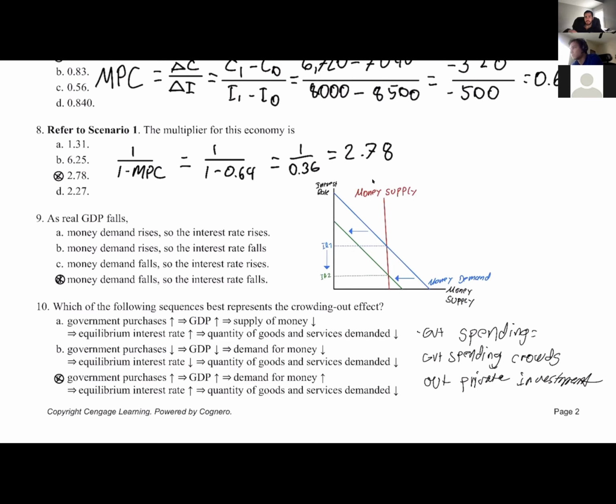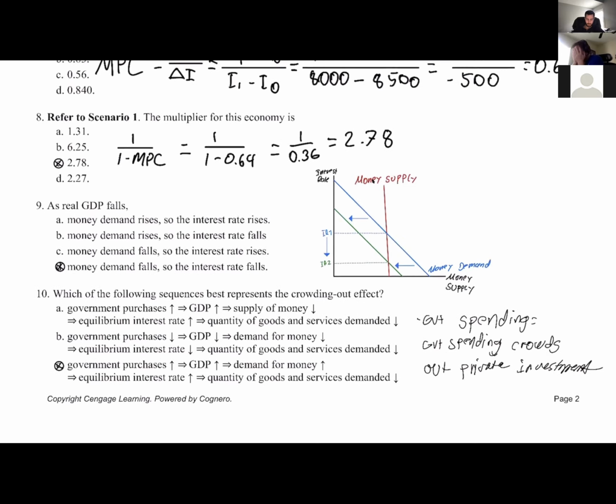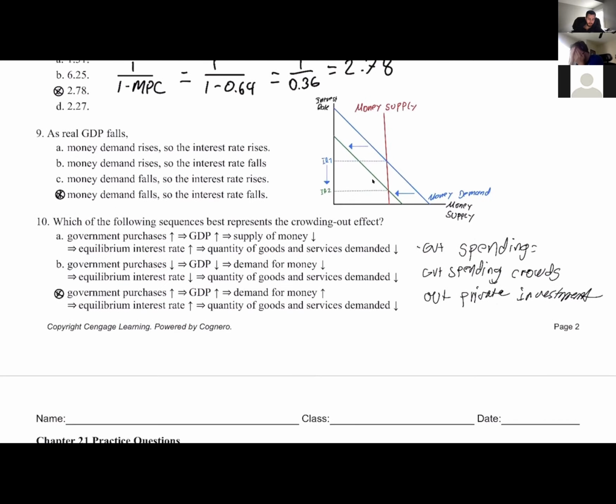Well, imagine there's a time when we're in the boom and everyone's like, yeah, I want that money, I want to invest my money, I want to build, I want to spend. So that's why the interest rate will actually go down just by the GDP falling and money demand. This is the crowding out effect.